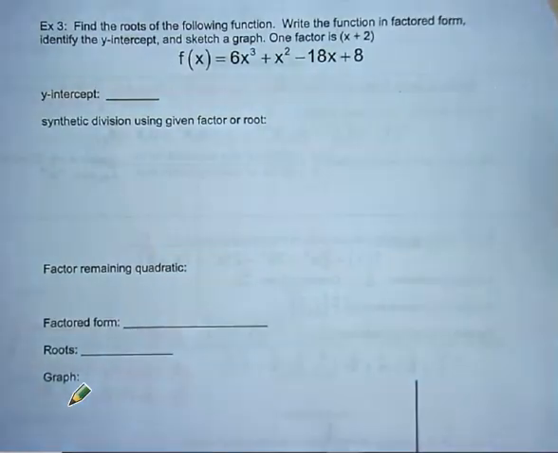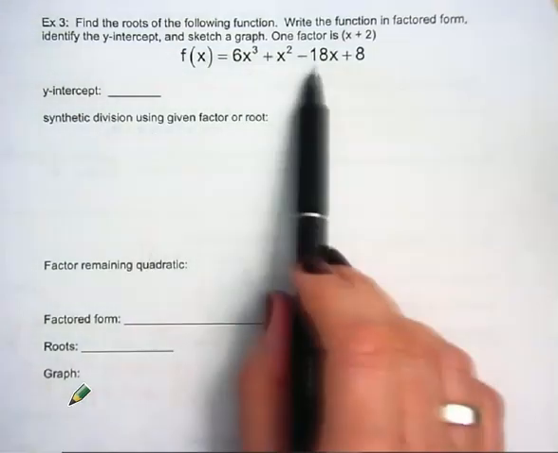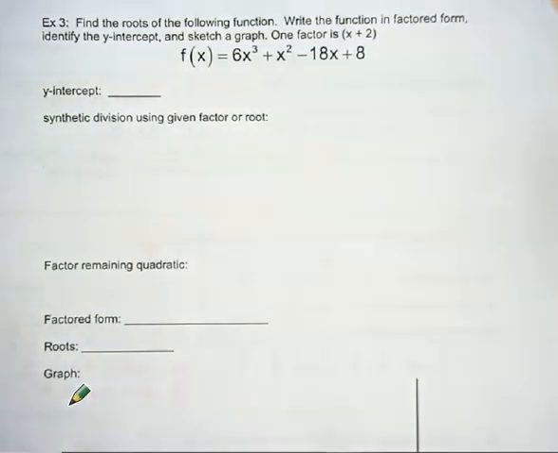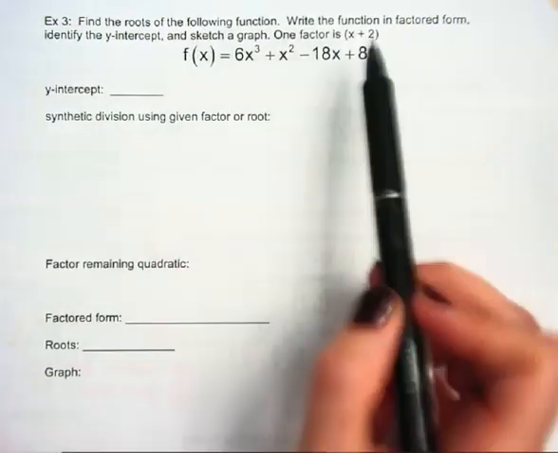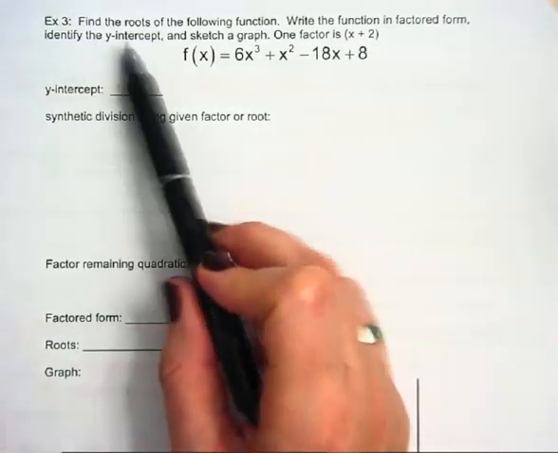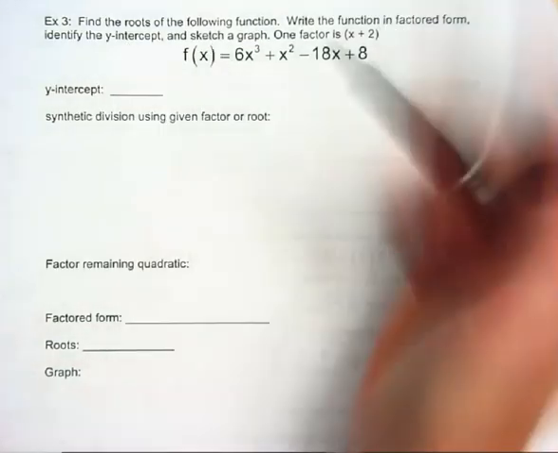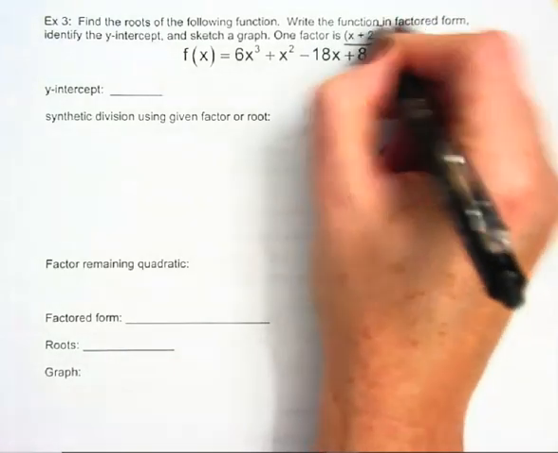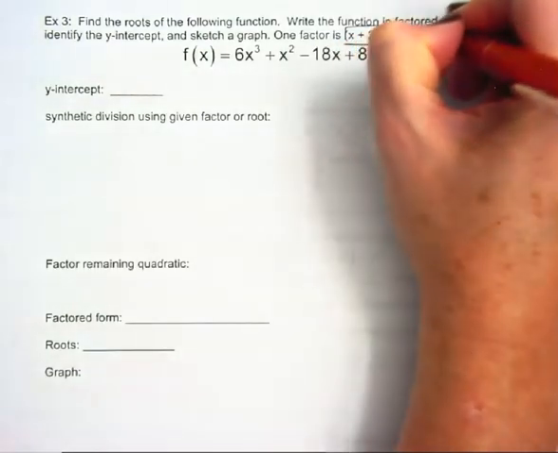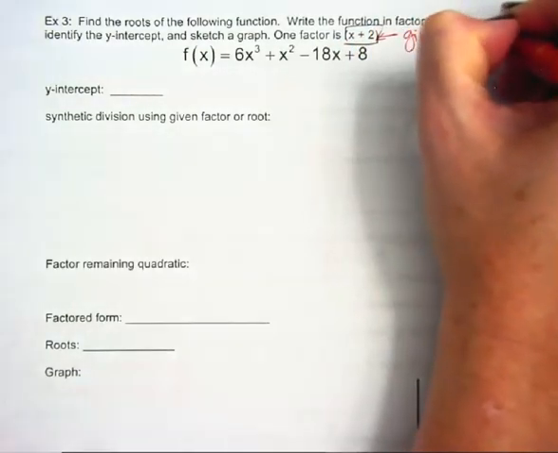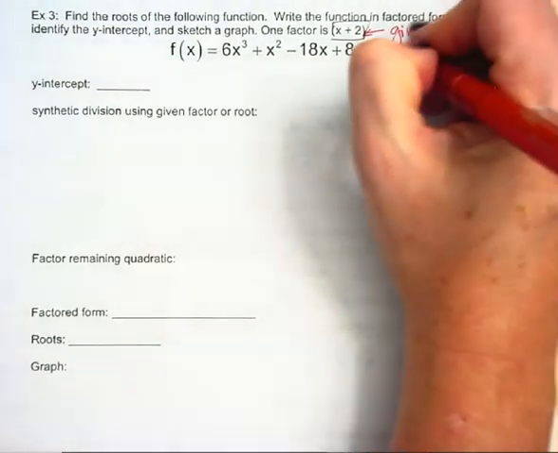So this is one big problem back here. We're given a function. We want to find the y-intercept, the roots, and then we want to graph it using our information from some previous lessons. So find the roots of the following function, write it in factored form, identify the y-intercept, sketch a graph, and it gives us the starting information. One factor is x plus 2. So this is a given factor. So when I start factoring in a minute, I'm going to start here.